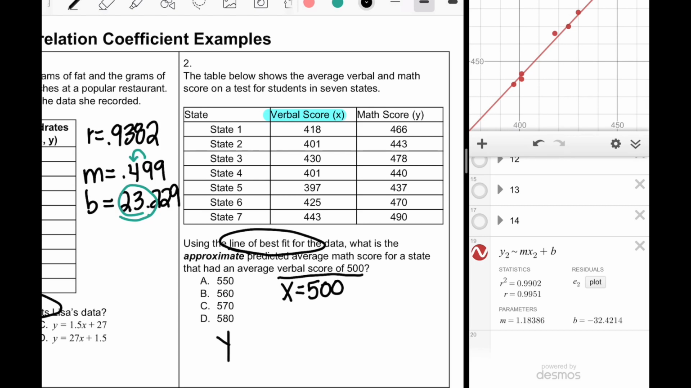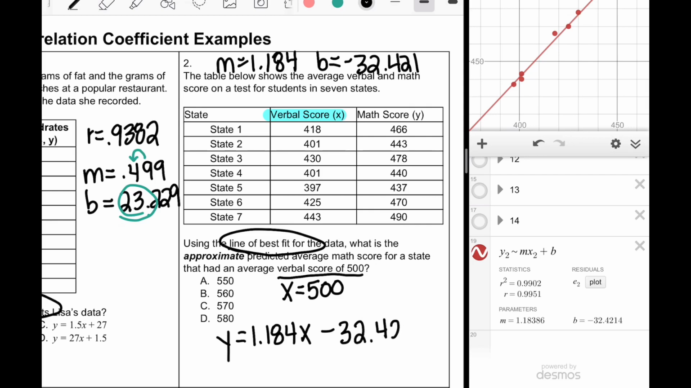And I can see that my M value is 1.183. And that 8 is going to round that 3 to a 4. And I have negative 32.421. Now, I'm going to make my best fit model with those numbers. So I have 1.184x minus 32.421. Now I'm going to take my x value.